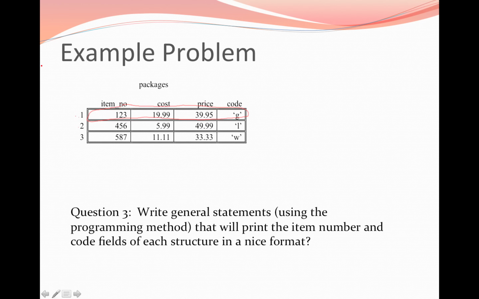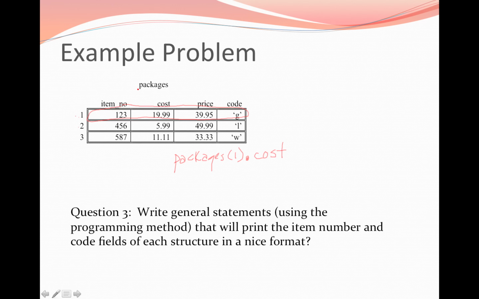So again, we have the indices 1, 2, 3. Each element in packages is a structure. So if I said something like packages sub 1, packages sub 1 is the structure that has the item number of 123, the cost of $19.99, price of $39.95, and a code of G. So packages sub 1 is a structure, so within that I can use the dot operator to refer to a particular field within the structure. For example, I could say packages sub 1 dot cost, and that would be $19.99.